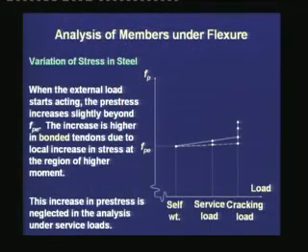Now, when the external load starts acting, the prestress increases slightly beyond Fpe. The increase is higher in bonded tendons due to the local increase in stress at the region of higher moments. That means when the service load is acting, the stress will increase from Fpe to a value slightly higher than Fpe, and in bonded tendons the value is higher because the stress at the region of higher moments is higher than the stress in the region of lower moments, whereas for an unbonded tendon the stress is average throughout the length of the member. This increase in prestress is neglected in the analysis under service loads.